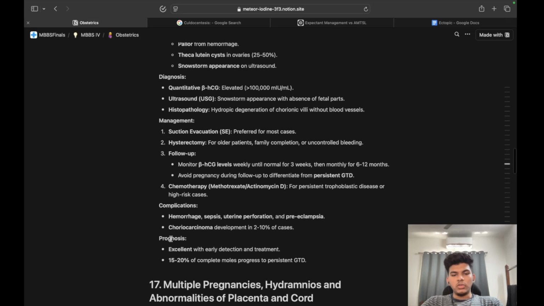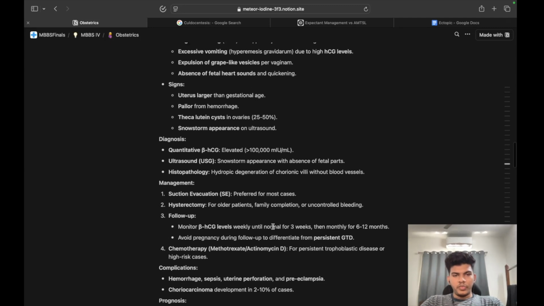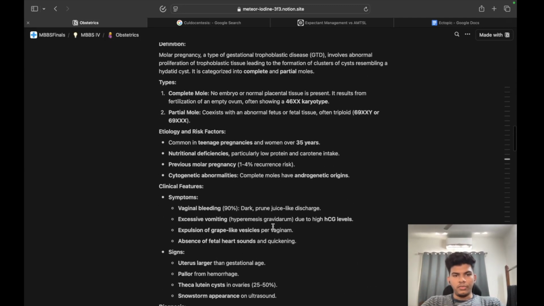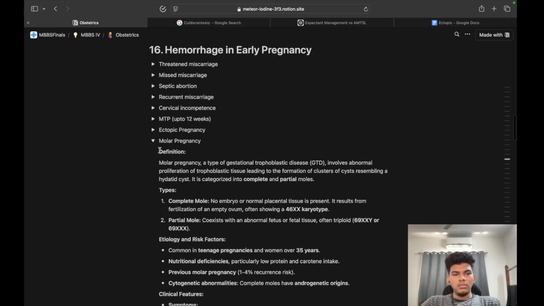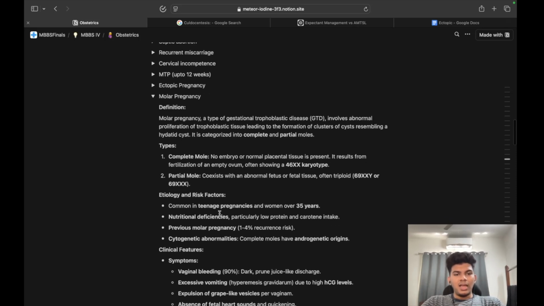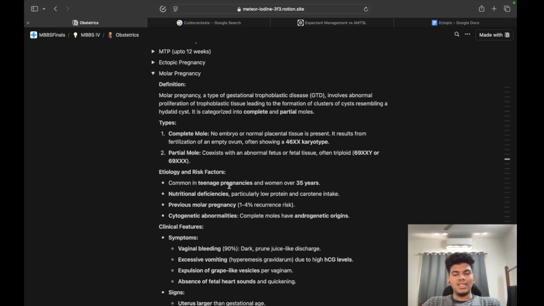Then coming to prognosis, early detection is really good, and 15 to 20% of moles progress to persistent GTD, gestational trophoblastic disease, which is persistent. With this we come to the end of this topic, molar pregnancy, which was quite a short one, surprisingly. But as I mentioned earlier, you can expand more on it to make it look bigger, but these are the key points.